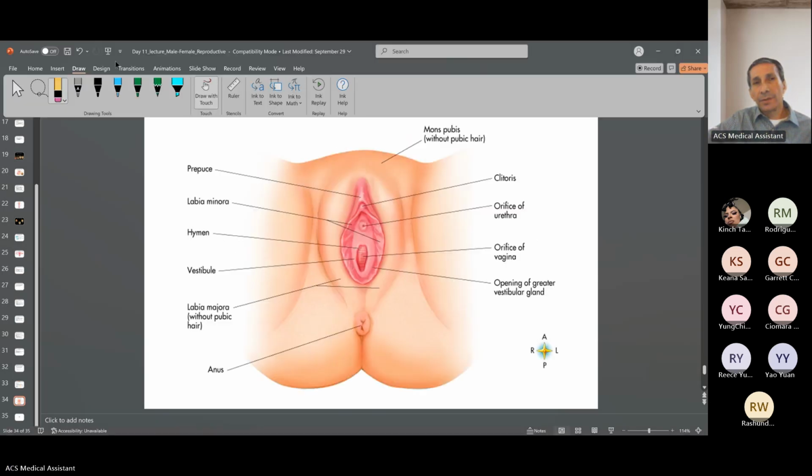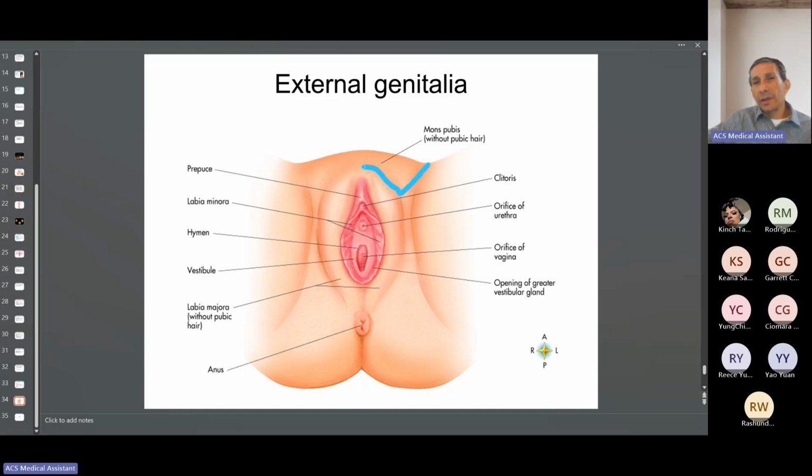So here is the image. Once again, very graphic, but it is what it is. This area right here with all this hair growth is called the mons pubis. This part right here is the clitoris. This part here is the labia majora. The one inside is the labia minora. And this is the opening of the vagina. This is the orifice of the urethra.